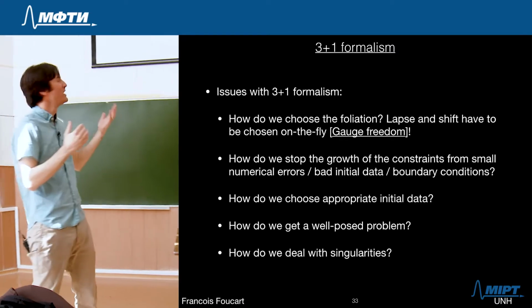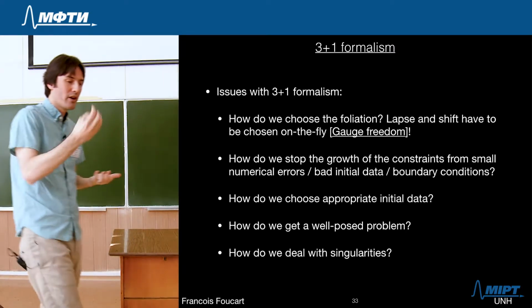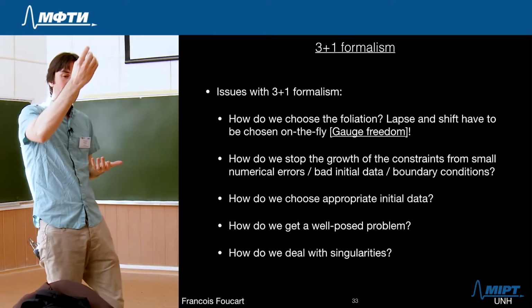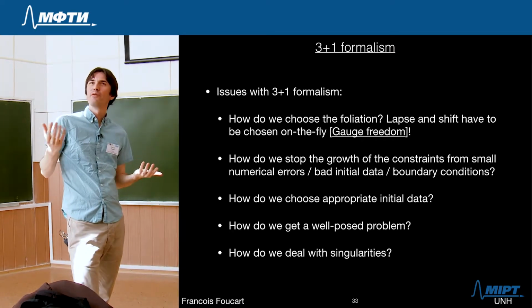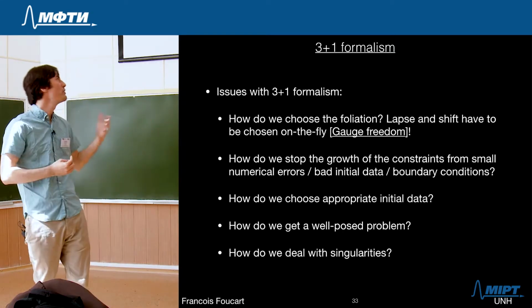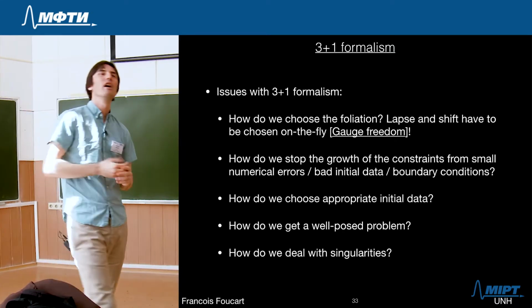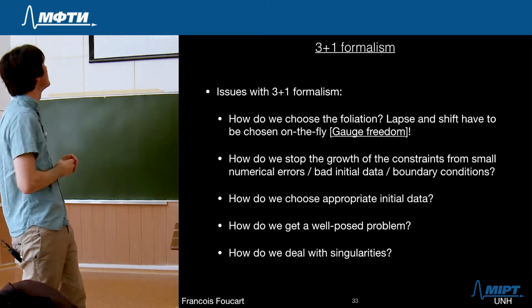So you end up with a requirement to write evolution equations, or at least to choose on the fly what those lapses and shifts are. And it's not intuitive what that choice should be. And that's one of the things that tripped people up for the longest time: how do you actually make that choice if you don't know what your system is going to look like in the future?